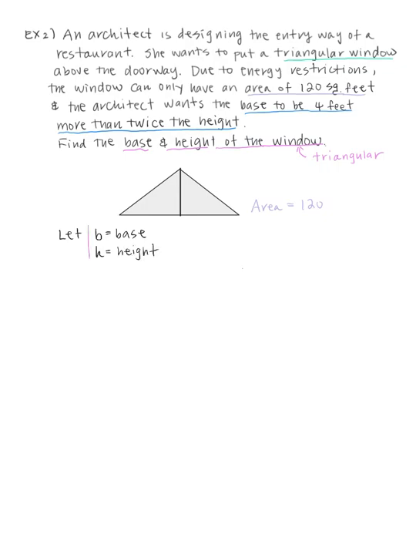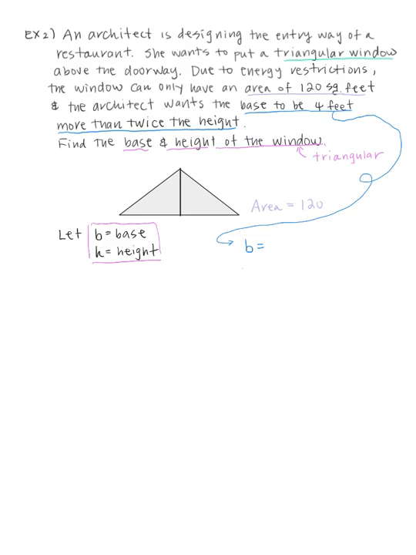And what we want is the value for B and H. Okay, now let's translate "base to be 4 feet more than twice the height." So I'm going to bring this phrase down here. All right, ready? So base must be 4 feet more. Let me just start with B must be, so B equals 4 more than twice the height.